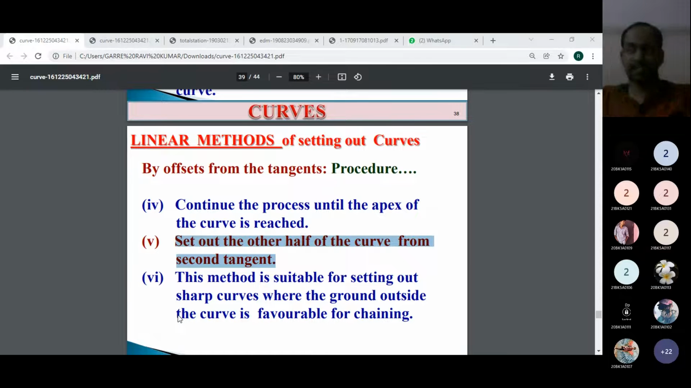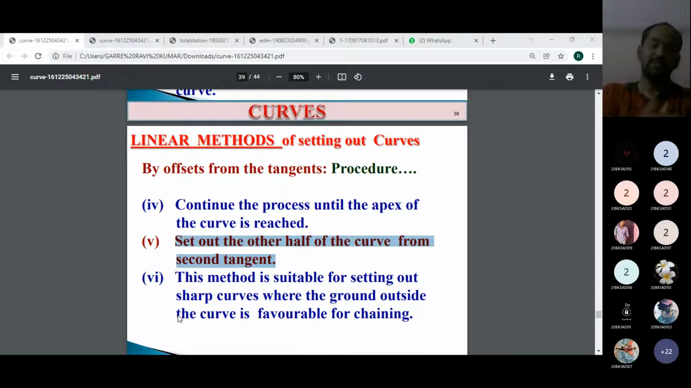These are the different methods. By using Rankine's method and the offset method, we can set out the curves in the field. In Rankine's method, first of all we will calculate the deflection angle, tangent length, length of long chord, radius, and apex distance, all the things we will calculate. Then with the calculated measurements we can directly set out the curve in the field. In the offset method, first we will fix the apex and the two tangents. It means tangent points T1 and T2 we will fix, and then from T1 to apex and from T2 to apex in opposite directions we will set out a number of offsets and join all the offsets. The offsets will form the curve here.